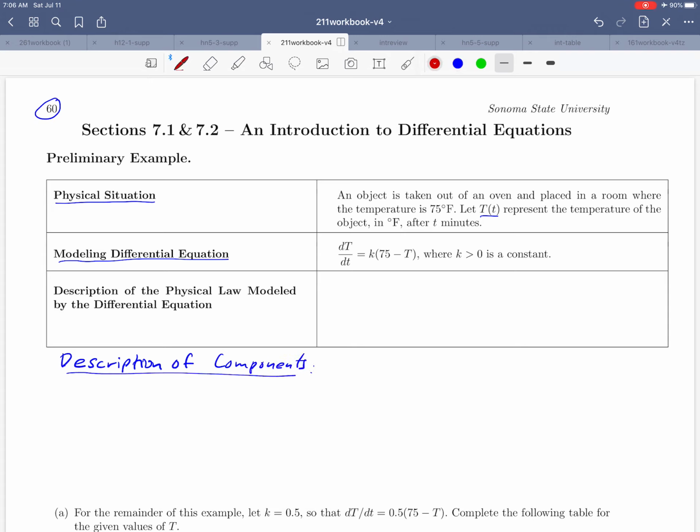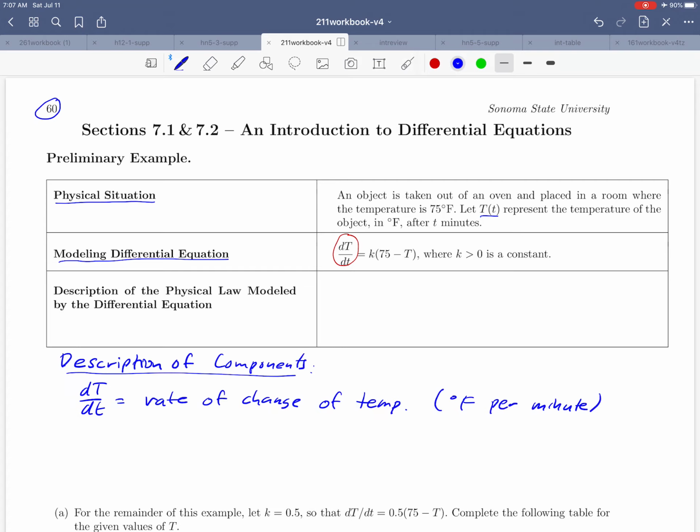We'll start with the left-hand side of the equation, the dT/dt. How would we describe that verbally? Well, that's a derivative, and a derivative really represents a rate of change. So we could say in words that that's the rate of change of the temperature. We could even think about what its units are. It's going to be degrees Fahrenheit per minute because temperature is measured in degrees Fahrenheit and time is measured in minutes. So the left-hand side of that equation is about a rate of change.